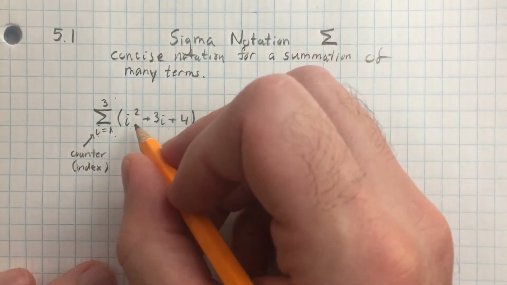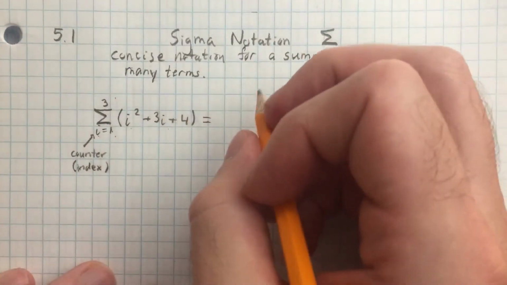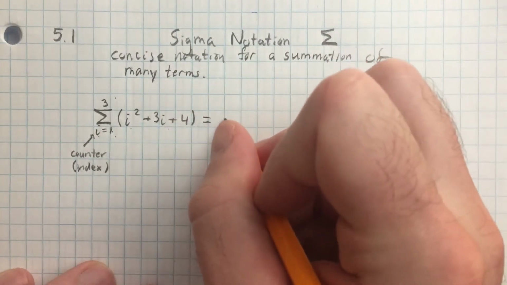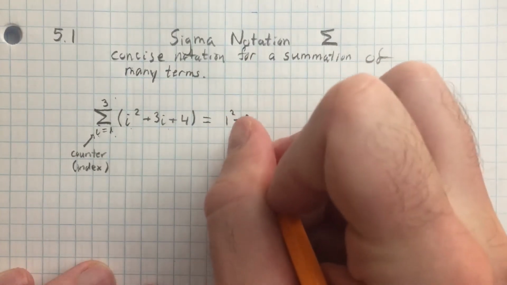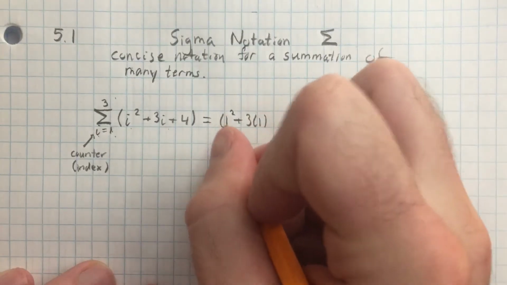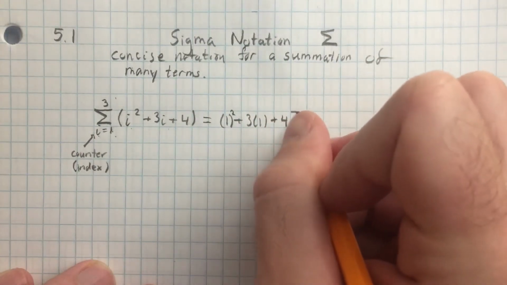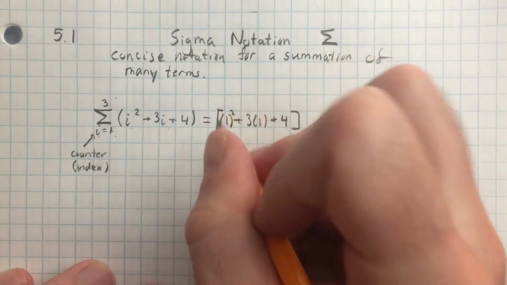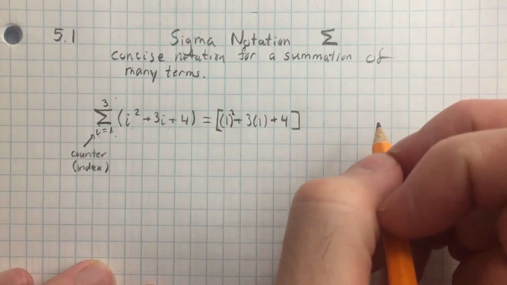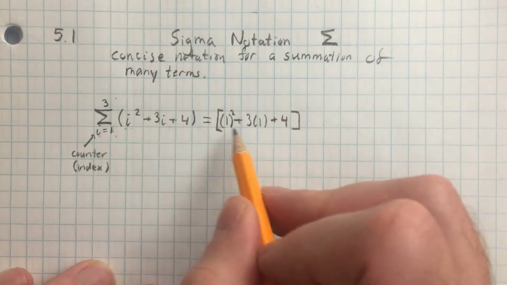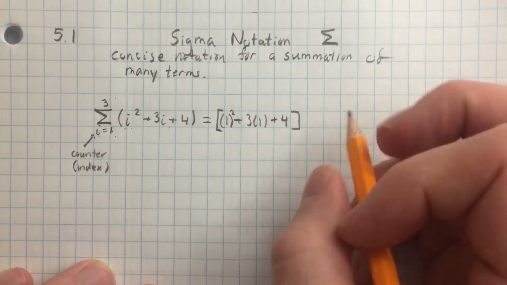So i here will be 1 in the first term. So I would have 1 squared plus 3 times 1 plus 4. Okay? That is term number 1 in this expression. So 1 goes in for i, and now I have that term. Now there's supposed to be 2 more terms.